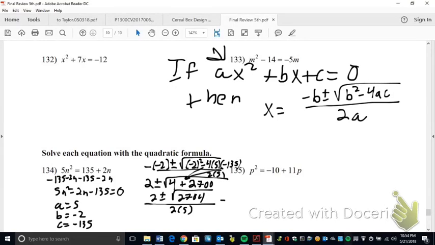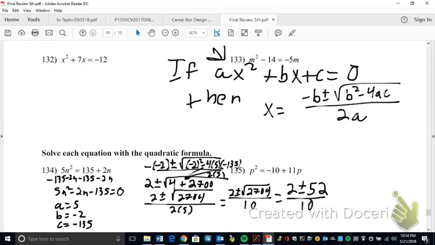So, where was I? Oh, so what I want you to do is I want you guys to make sure that when you have something like the square root of 2704, you actually put it into your calculator. And if it is a whole number, I want you to then use that whole number to get the answers. And not just leave it as the square root of 2704. And in this case, specifically, the square root of 2704 is 52. So we have 2 plus or minus 52 over 10.